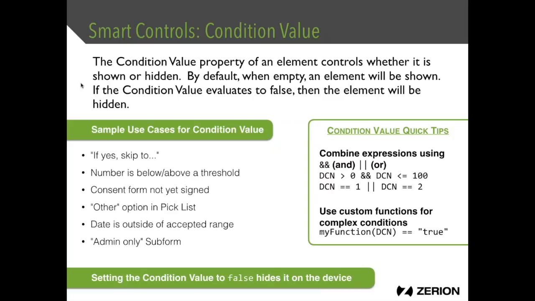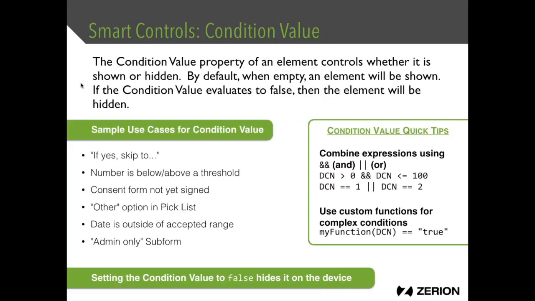The mechanism we use for doing this is called condition values. Condition values fall under the larger umbrella of smart controls. And so smart controls are going to be any sort of statements or expressions that you write in the form builder to do things beyond the traditional and standard data collection with each element. Condition values specifically are going to control the visibility. So again, whether the element is shown or if the element is hidden.